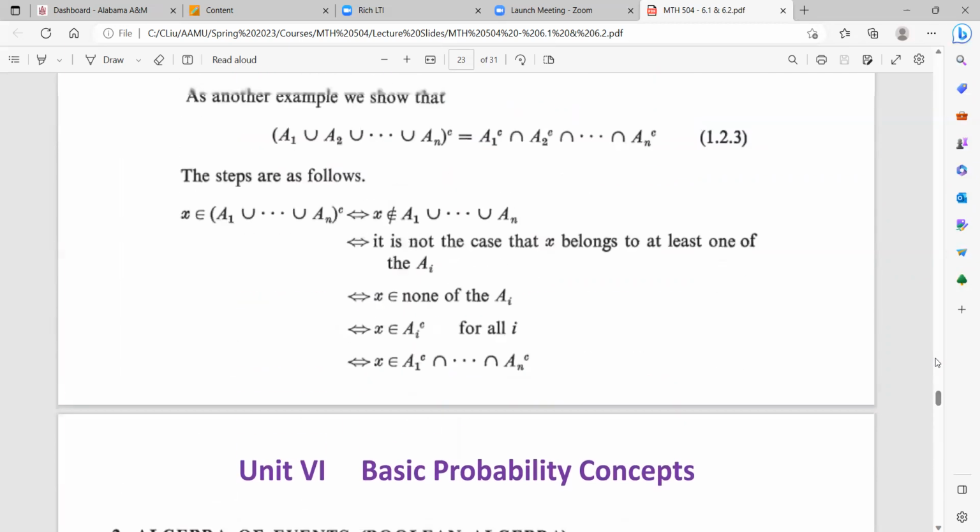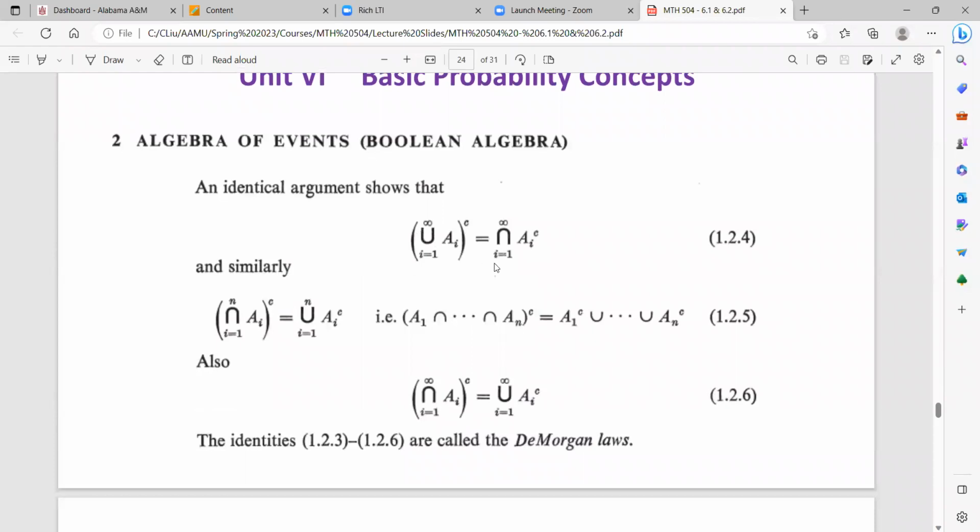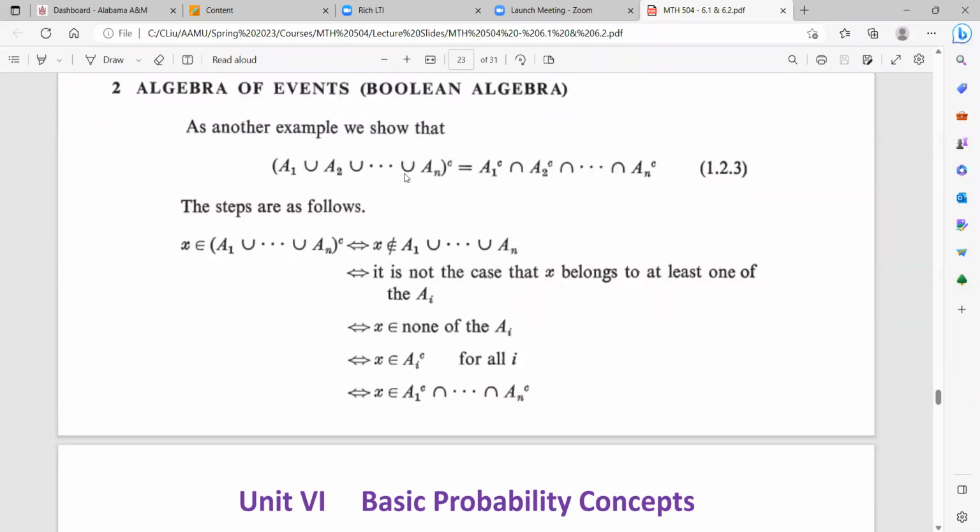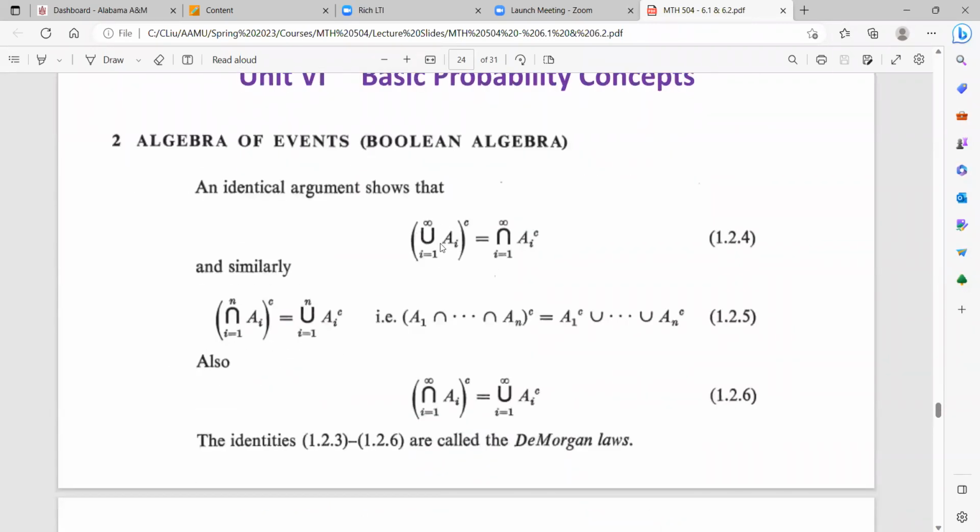Well, you can actually use the same argument to show this for the union of infinitely many sets. The difference between this statement and the previous one is the previous one has a finite number of sets, and here we have infinitely many sets, but the argument is the same. You can use the same procedure to show the complement of the union of infinitely many sets is just the intersection of the complement of each set.